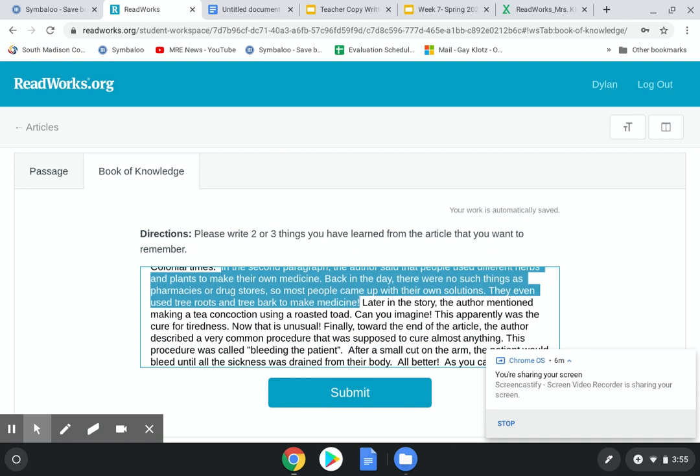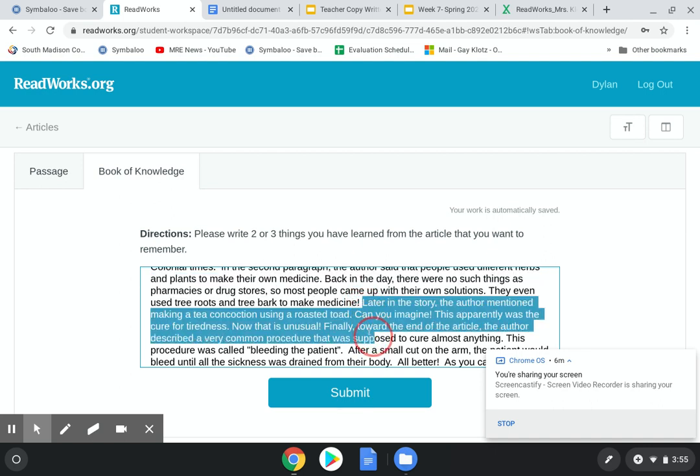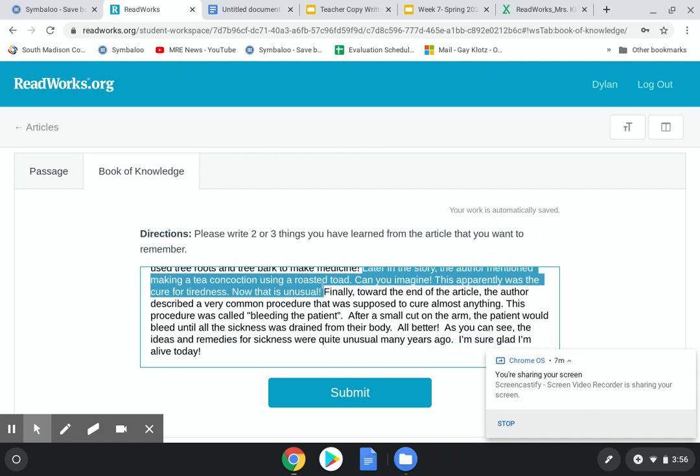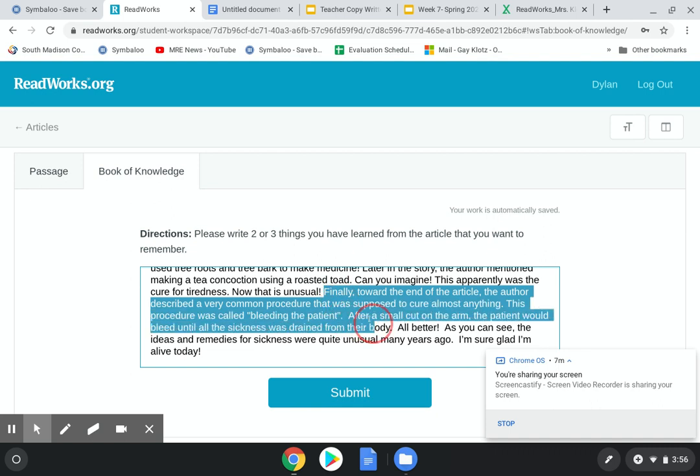So starting here, I said later in the story, the author mentioned making a tea concoction using a roasted toad. Can you imagine? This apparently was the cure for tiredness. Now that is unusual. So again, I have taken another piece of evidence from the text, given you a little bit of information using my own words, not the author's, and again, tying it back to explaining to you how unusual that is. The last citation, I started with this transition, finally. It's always a good transition to use toward the end of your writing.